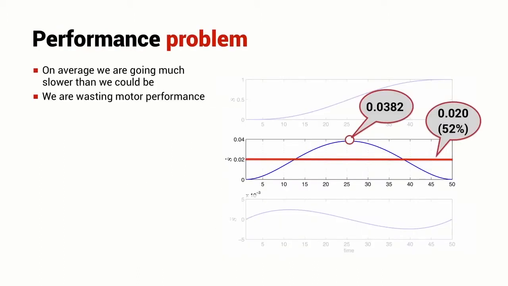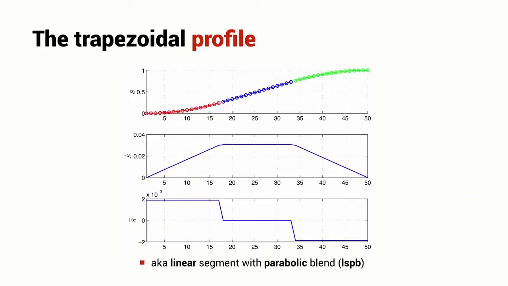There is, however, a performance problem with polynomial trajectories, and that is that the peak velocity is almost twice the average velocity. And we're wasting motor performance and effectively taking twice as long to get where we want to get to. So a more efficient trajectory is what's called the trapezoidal profile, where we have some acceleration phases followed by a coasting or constant velocity phase, followed by a deceleration phase. A slight disadvantage of the trapezoidal profile is that the second derivative, the acceleration, is discontinuous, but it has many other virtues and is very commonly used in robotics and machine tool control.